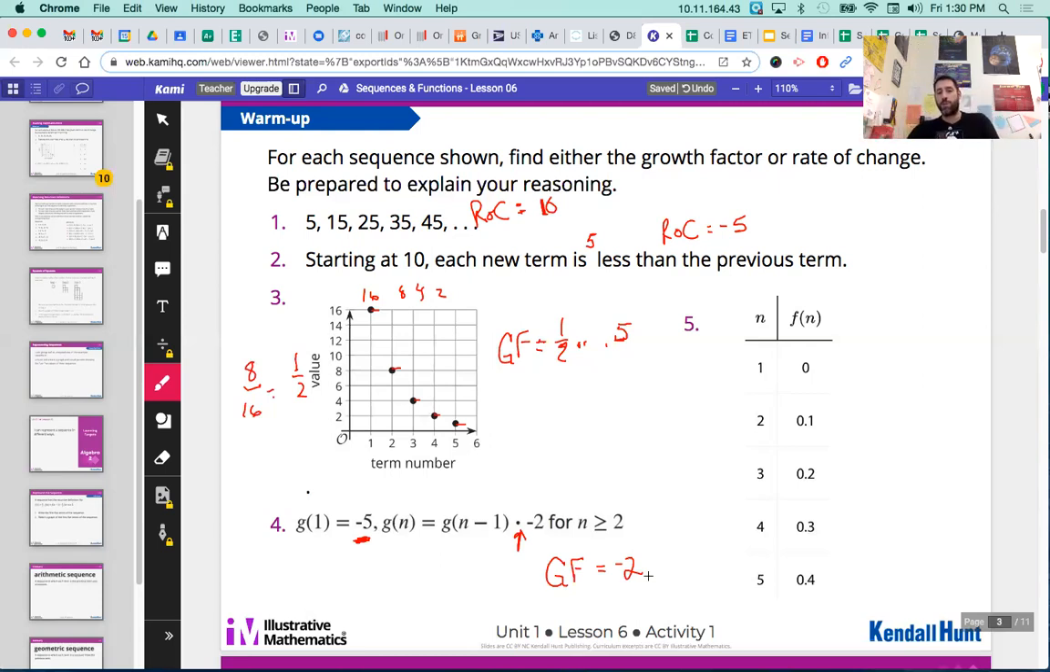Whatever you multiply by will be the growth factor when that's all you're doing. If all you're doing is multiplying the previous term by a number, that number you're multiplying by will be your growth factor. And in number 5, these are the sequence numbers on the left column. The right column is what's actually in the sequence: 0, 0.1, 0.2, 0.3, 0.4. We're going up by 0.1 each time. Okay, this is going to be a rate of change of 0.1. So we're adding 0.1 from one term to the next.